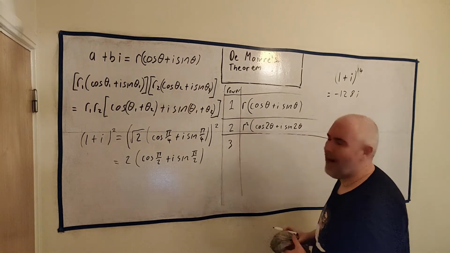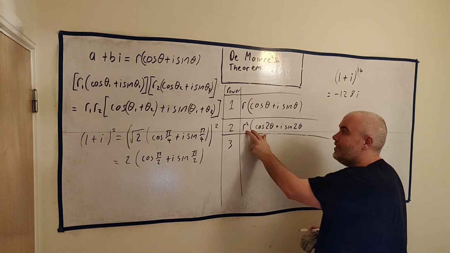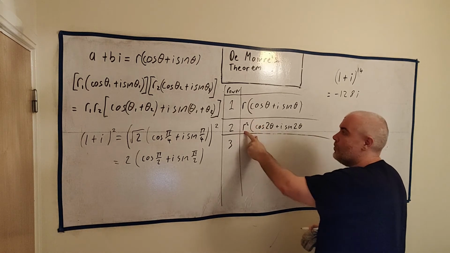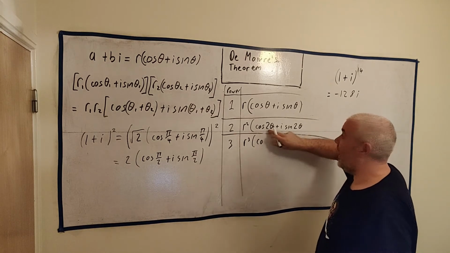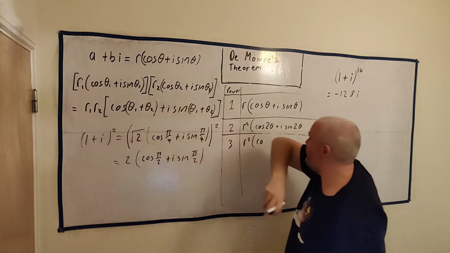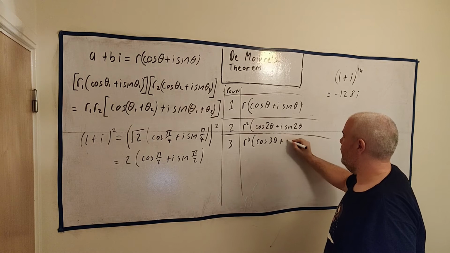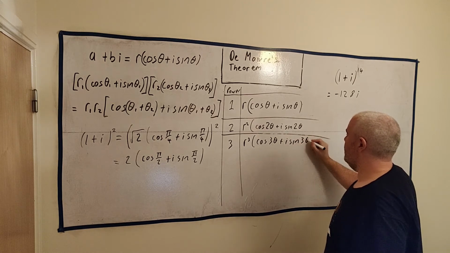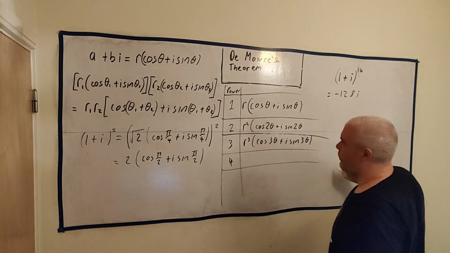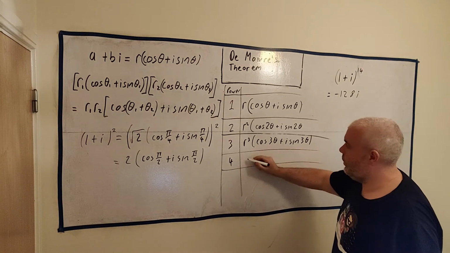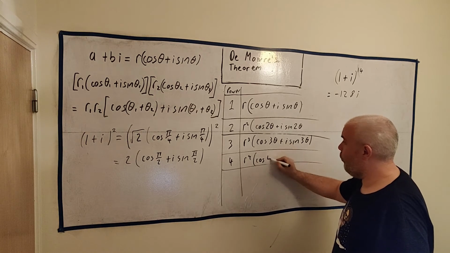What if we got to the power of 3? Well, here's the power of 2 already done for us. So we just need to multiply this by this. r times r to the power of 2. Well, that's r to the power of 3. Cosine, the angles just add together. We learned this last video. 2 theta plus theta. Well, that is just 3 theta plus i sine 3 theta. You could do it again. It'll just become r to the 4. And just like previously said, it will just become 4 theta.